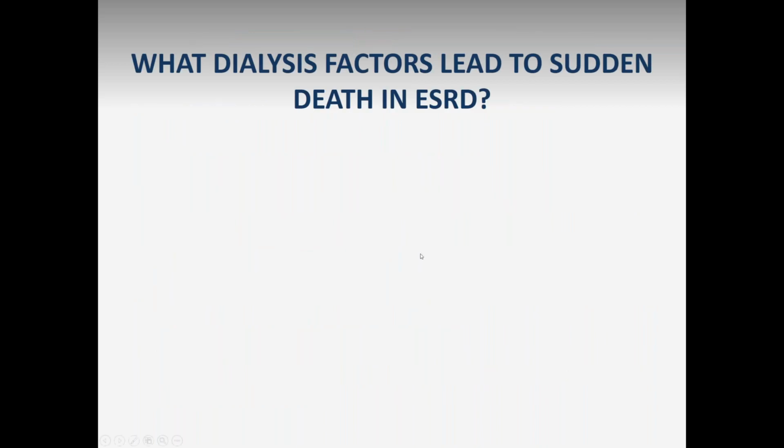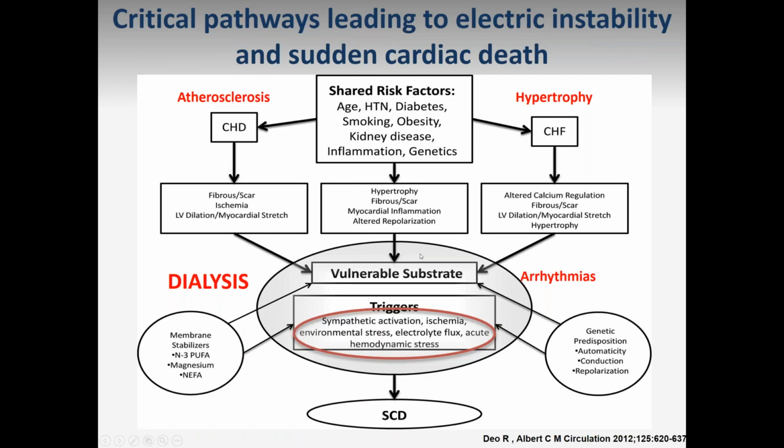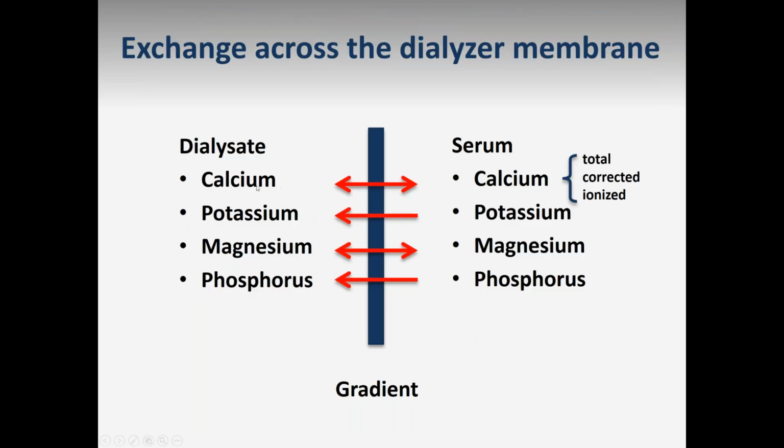So what dialysis factors lead to sudden cardiac death in dialysis? What we were really interested in was whether there are dialysis parameters and electrolyte changes, in hemo especially, that potentially could portend poor prognosis in dialysis patients. In particular, we were interested in dialysate changes with serum calcium, with potassium, with magnesium, as well as with phosphorus.